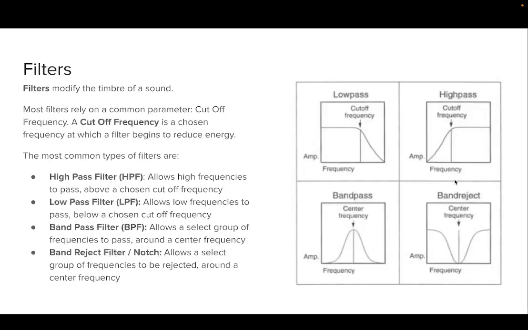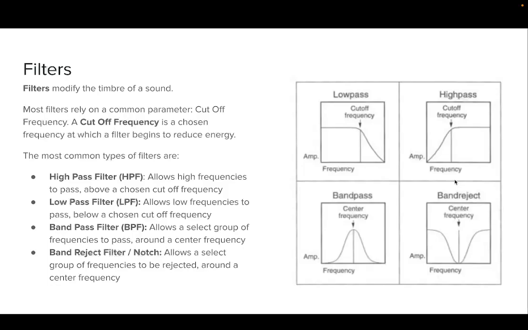The next module is called the filter. Filters, as we know, modify the timbre of any sound. Most filters rely on a common parameter called the cutoff frequency. A cutoff frequency is a chosen frequency at which a filter begins to reduce energy and thereby change the timbre.